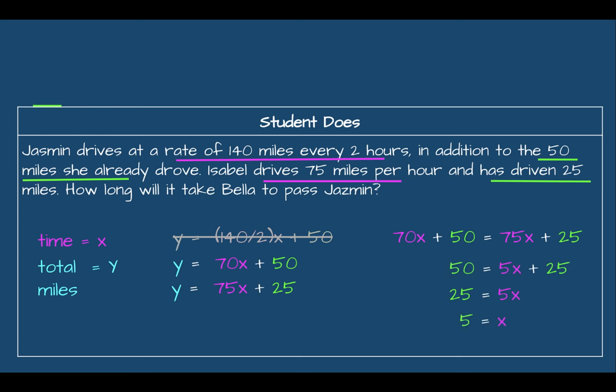And in this context, it's asking how long will it take. So 5 what? It's talking about 5 hours because that's how long it took to drive, miles per hour. So 5 hours. Again, if we needed to figure out how many miles that was, we could plug 5 in, come up with our total, and answer that question.